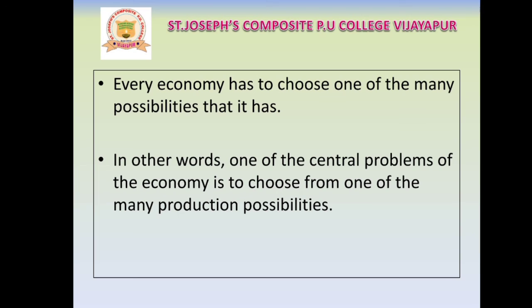Thus every economy has to choose one of the many possibilities, either corn production or cotton production. In other words, one of the central problems of the economy is to choose from one of the many production possibilities. That is, which production will be more, or where the production possibility is greater, can be chosen by the economic system. So this is the brief note about the production possibility frontier.